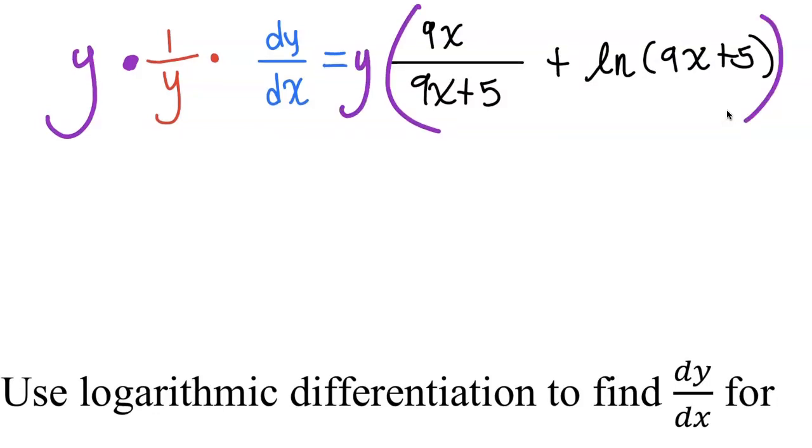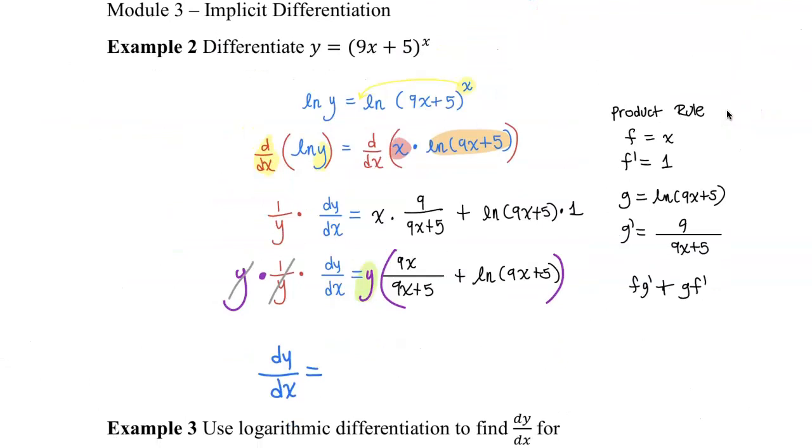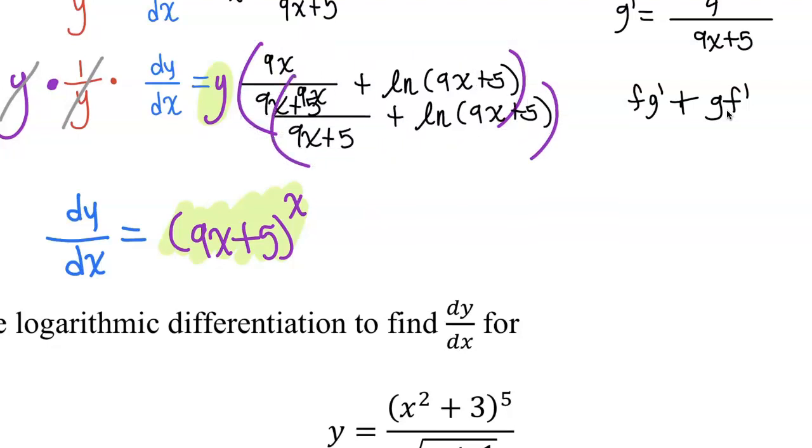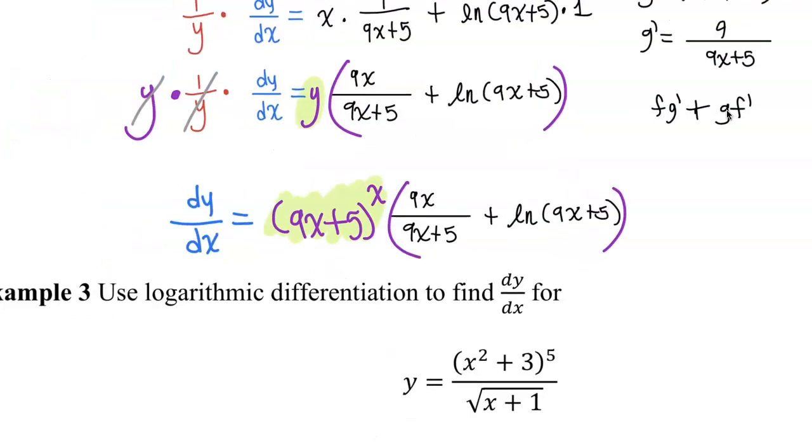So, look, final answer, dy/dx equals, now this is the time for us to plug back what y was. So let's go back up and see what y was. y was 9x plus 5 raised to the x power. So you're going to write that down: 9x plus 5 raised to the x power. So that's what y is, right? And then you just have to copy down this parenthesis exactly the same next to it. And that is going to be your final answer.